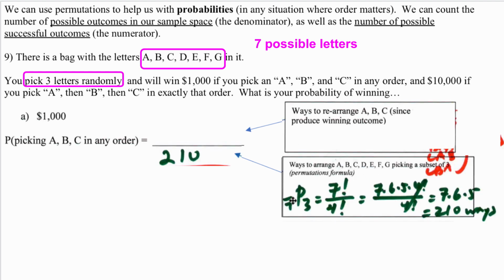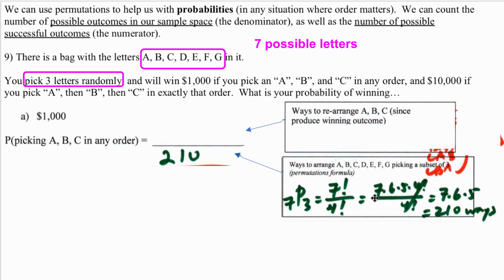Again, I've got 7 possible letters. So from 7, the bigger number goes over here. From 7, I'm permuting 3, right? I'm grabbing 3 letters randomly. So I'm grabbing 3 from 7. Okay, and again, the formula goes 7 factorial on the top, 7 minus 3, or 4 factorial on the bottom. And so what it is, it's 7 times 6 times 5 times 4 times 3, 2, 1, and then over 4, 3, 2, 1. And again, these just cross off. So I'm left with 7 times 6 times 5, or 210 possibilities.